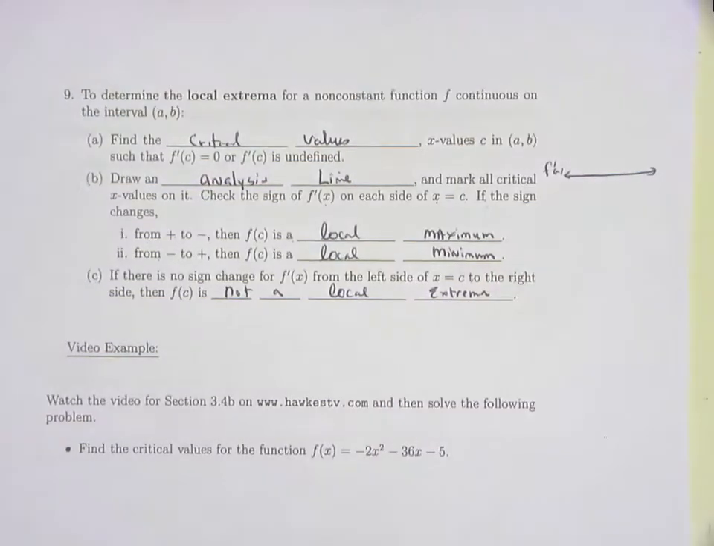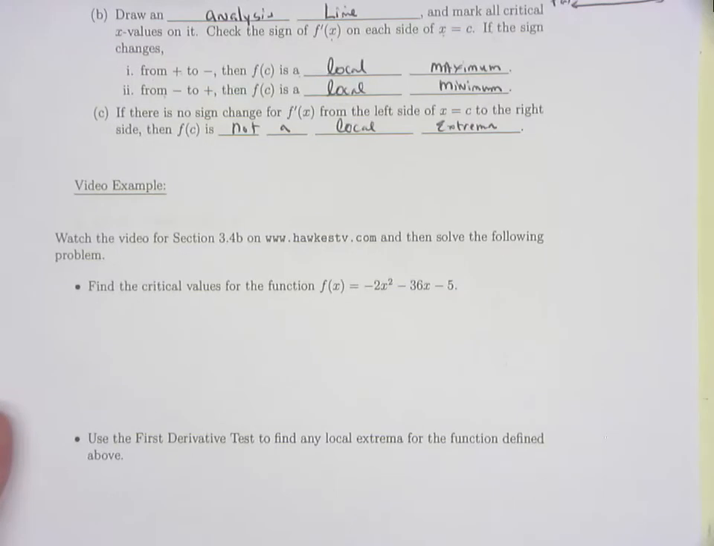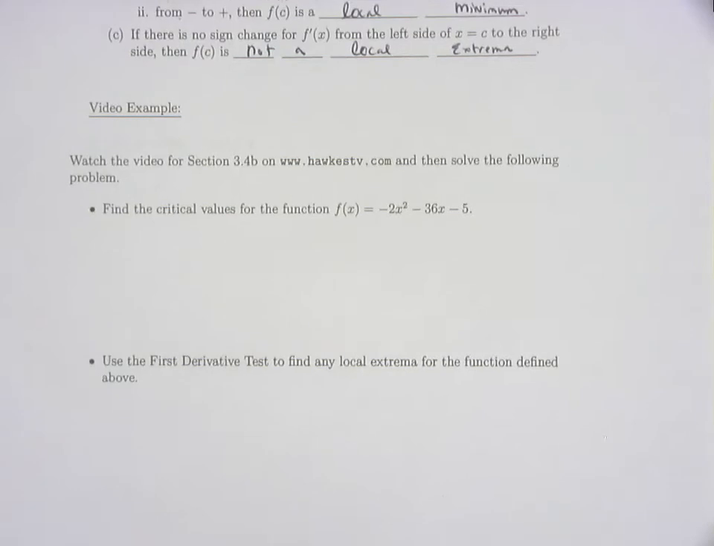All right, so we're doing the same stuff. We're just doing more of it. So here we go. Take a look at this video example from your Hawks TV. Again, when you watch Hawks TV, they do a problem similar, but it's not the exact same problem here. Okay, you're supposed to, now look at the steps. Find the critical values for the function f of x is equal to negative 2x squared minus 36x minus 5. Then we're going to use the first derivative test to identify what kind of critical points we have now.